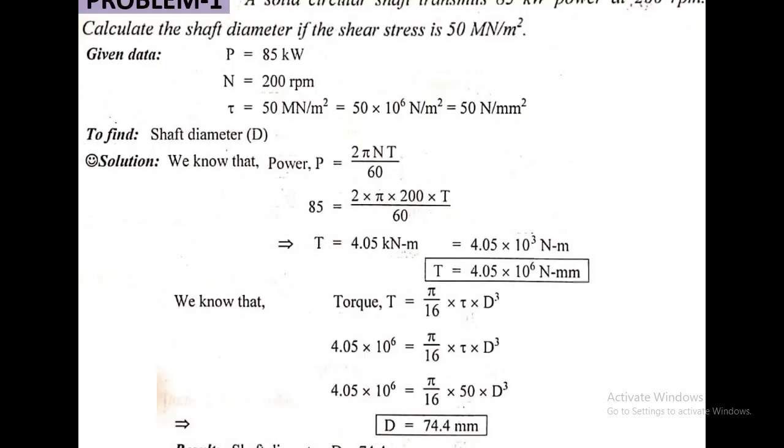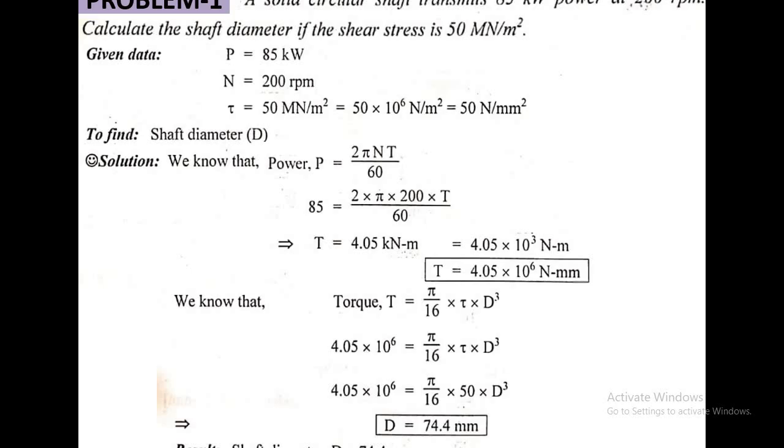Coming to a problem, take this example: a circular shaft transmits 85 kilowatts power at 200 rpm. Calculate the shaft diameter if the shear stress is 50 meganewton per meter square. In the given data we have to do one unit conversion: the shear stress is given in meganewton per meter square, so that should be converted into newton per millimeter square.